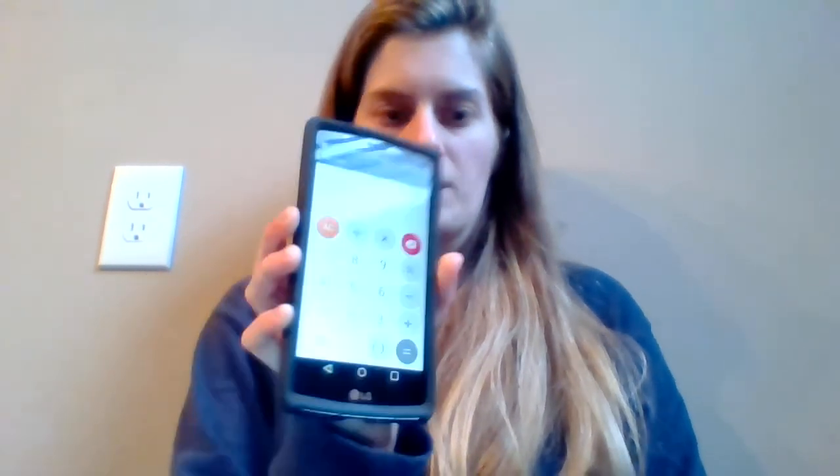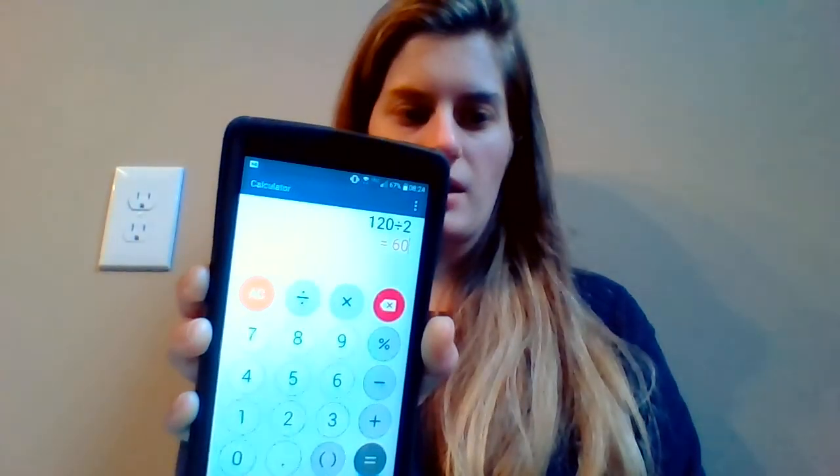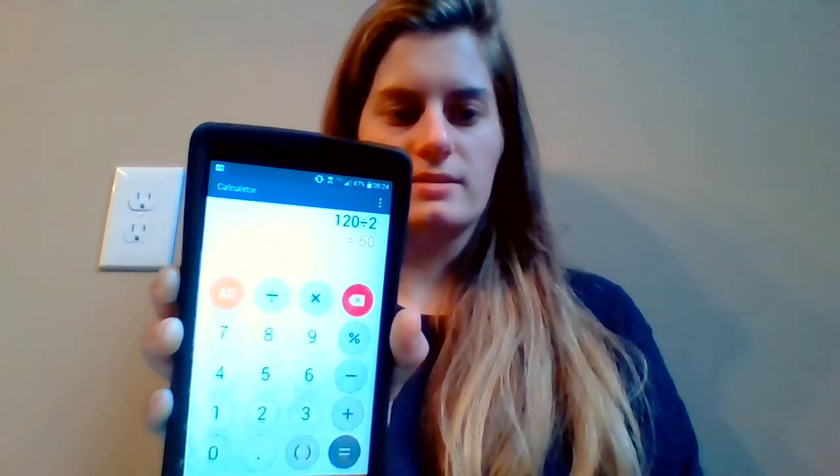Remember, when you do division, you read left to right. So if I do it in the calculator, I'm using my phone, sorry, that's all I have. Open up calculator. So what we're going to do is type in 120, then you divide by 2, 2 is 2 hours, equals 60 miles per hour. Yay! Alright.